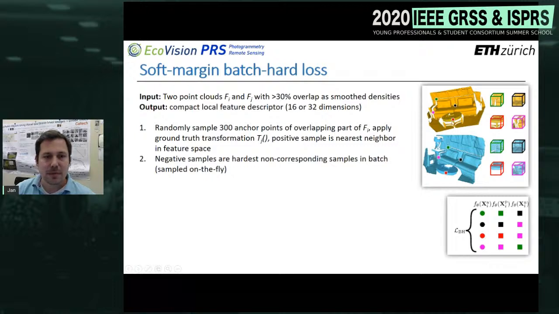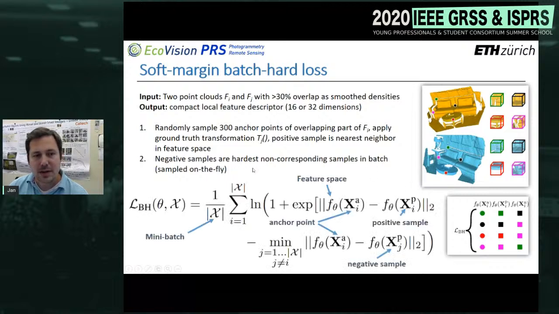And we sample positive samples as nearest neighbors in feature space. And if you look at those points, if you cut out the cube around those points, this is what it looks like here in the first point cloud. This is in the second point cloud that we are basically transforming to this one. And the interesting part is now this loss function here, which is this soft margin batch hard loss, where we have the anchor points here and here. So this is what we also see here. So the round points are the anchor points. This again here, top right, are the anchor points.